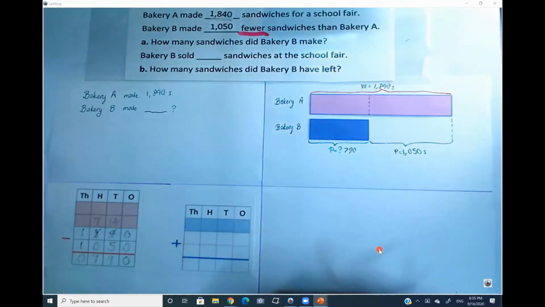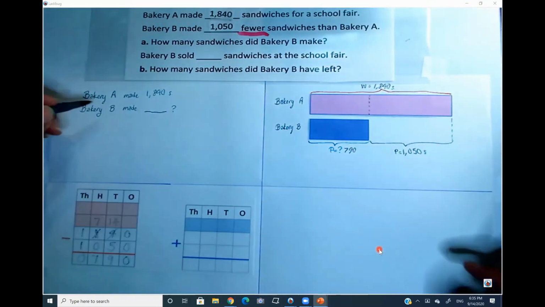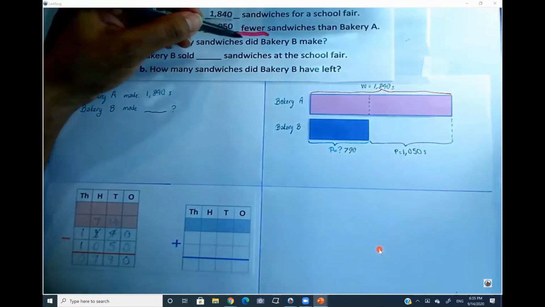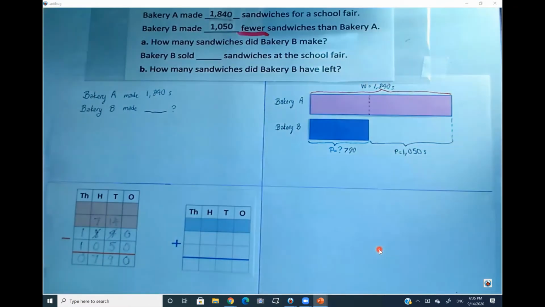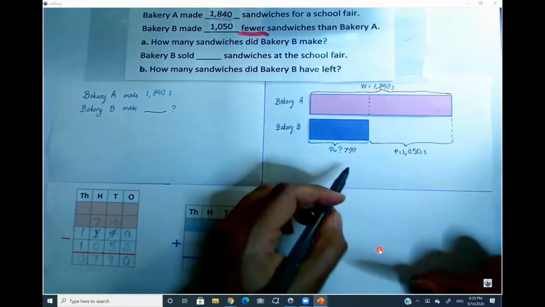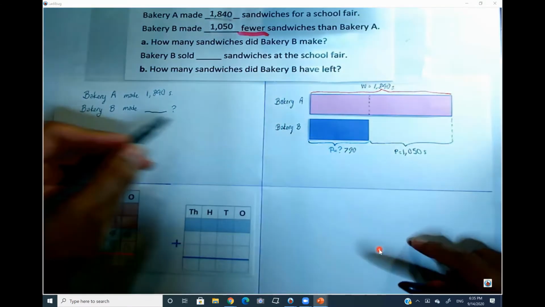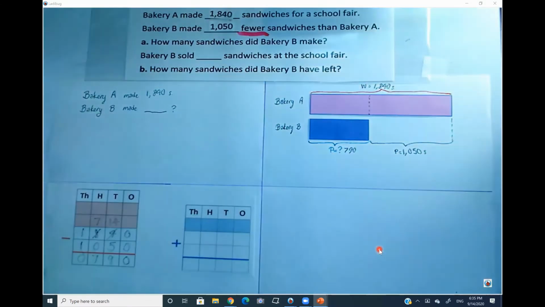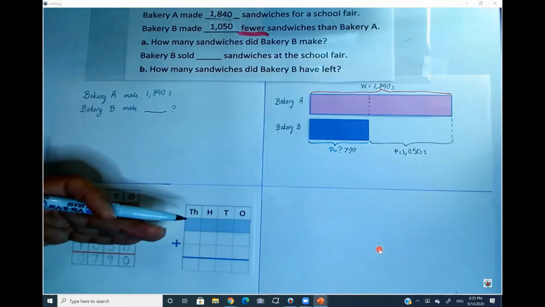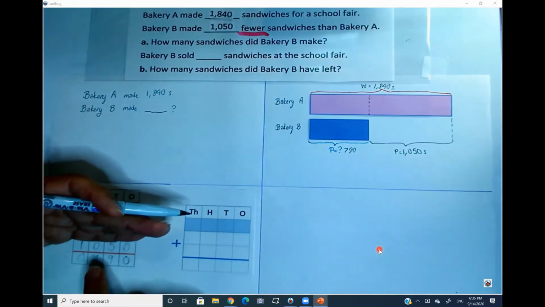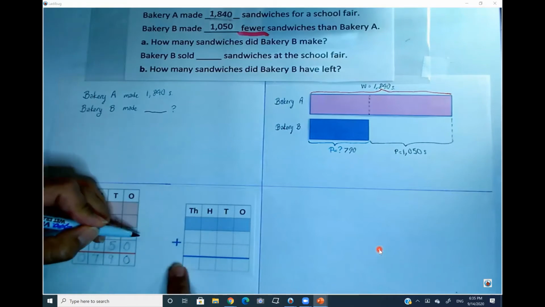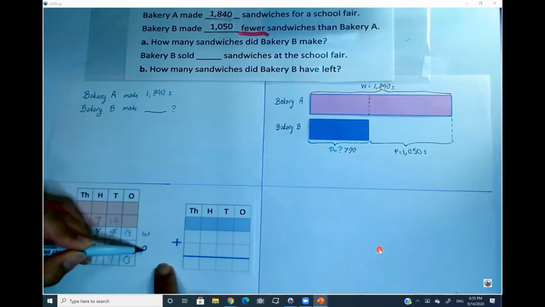Now we have the answer for the first question. The first question is, how many sandwiches did Bakery B make? And now we know that it's 790. Now before doing that, let's prove that our answer is right. Now at this moment, as we said before, we're going to cover the first number, and then we're going to add these two parts. Remember, this is the whole, this is the whole, this is the part, and this is the part. So when we add the parts, we need to have the same whole.